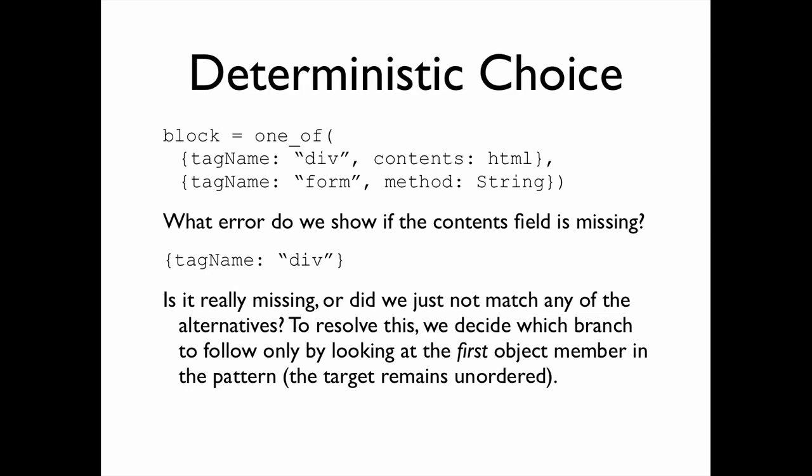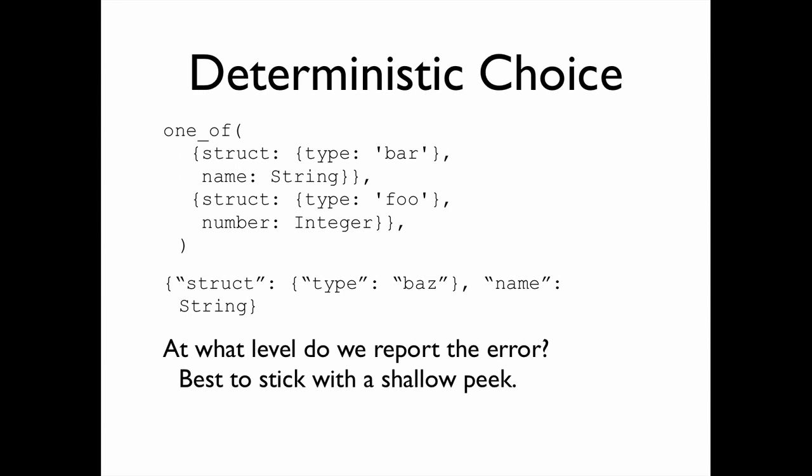So I decided to keep it simpler. It will only look at the first object member in the pattern. In other words, it'll look at the first key-value pair to decide which case to follow. And if none of those match, then it can give a much more concise error. Specifically, it first looks at the keys, and then it looks at the values that go with those keys. And it's possible then that more than one case might match, in which case we get an ambiguity error.